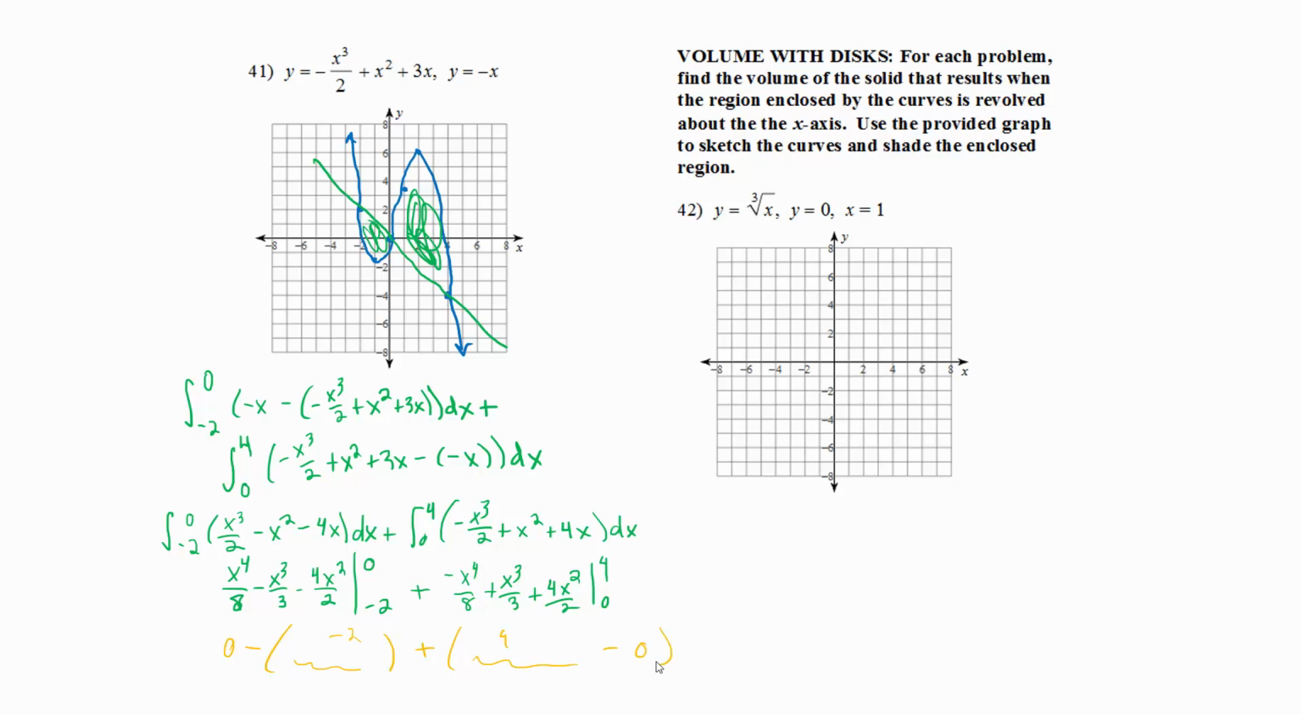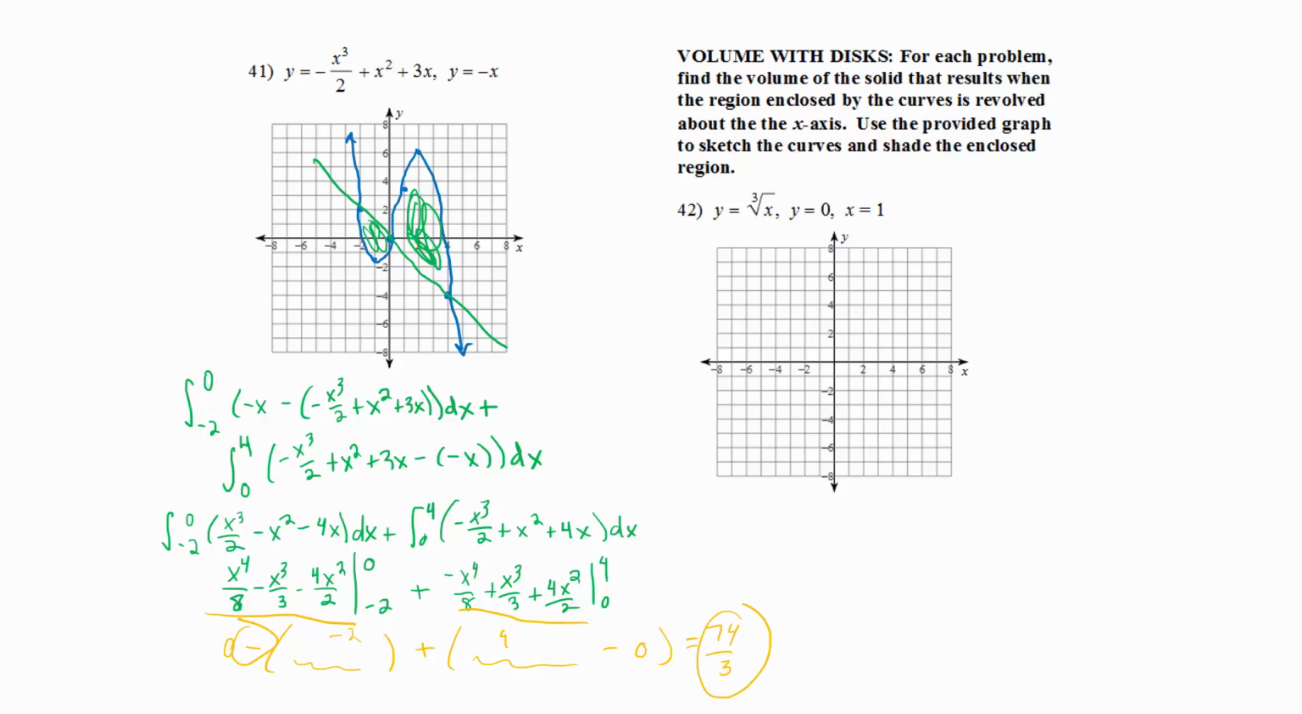and then have -0. So what you really need to do is figure out what you get from this first part when you plug in -2, and then change its sign. And then figure out what you get when you plug in 4 and don't change its sign. Add those two numbers together, and that will be your answer. If you do that correctly, you should get 74/3.